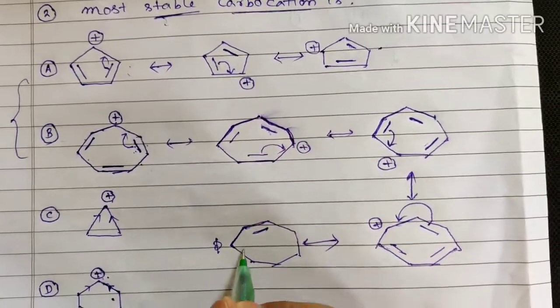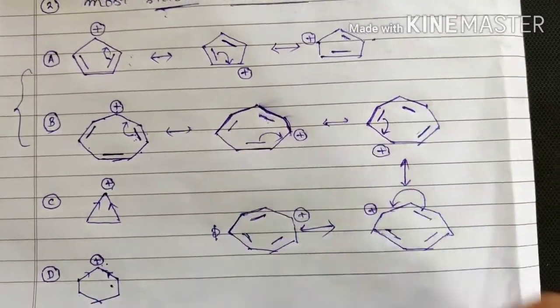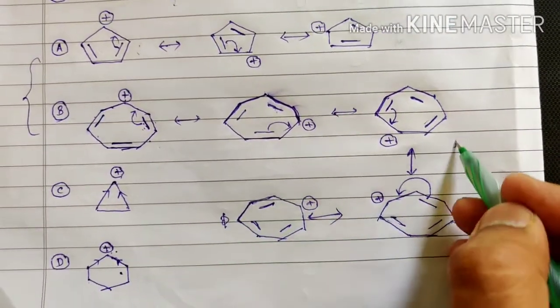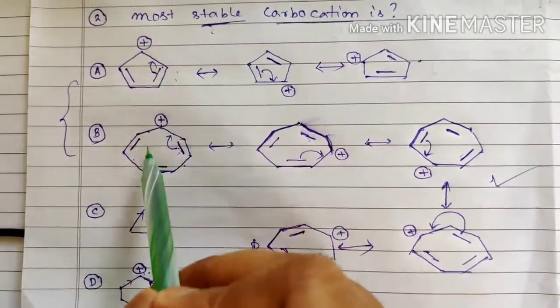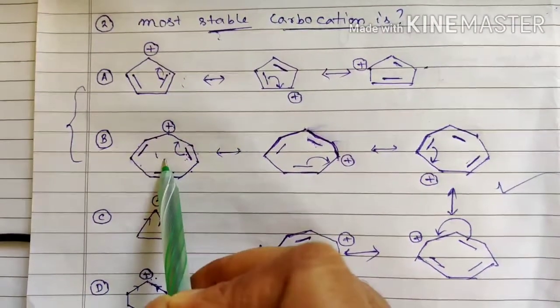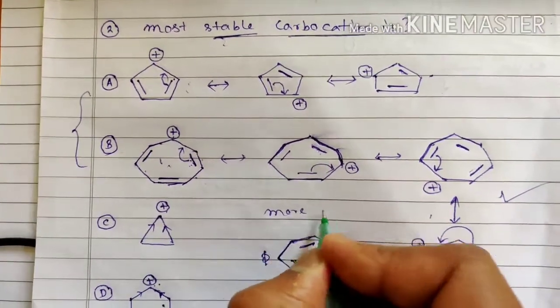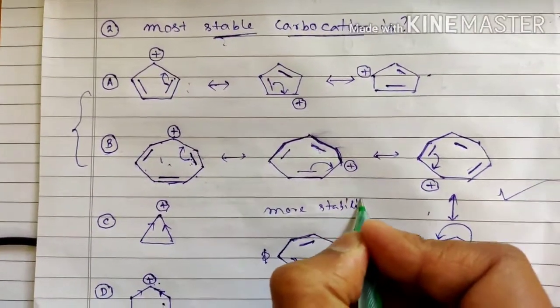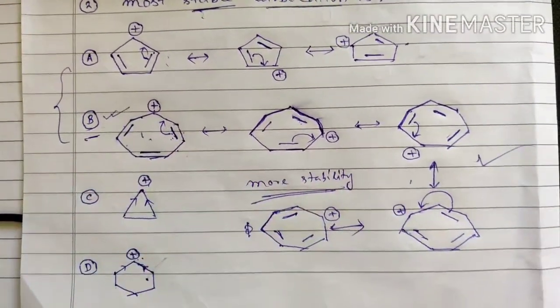So double bond is here, double bond is here, double bond is here, and the plus charge is here. So more number of resonating structures over here. In this case, as I have said earlier, the comparison is basically between these two. More number of resonating structures, hence more stability to this carbocation. So according to me, this will be the correct option.